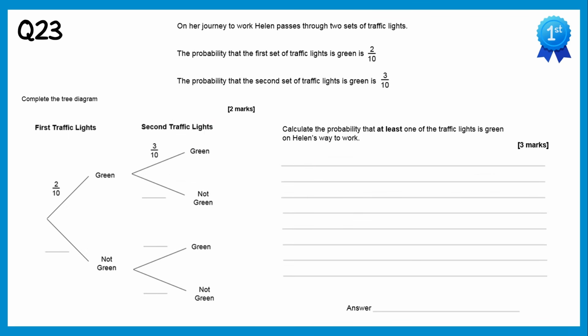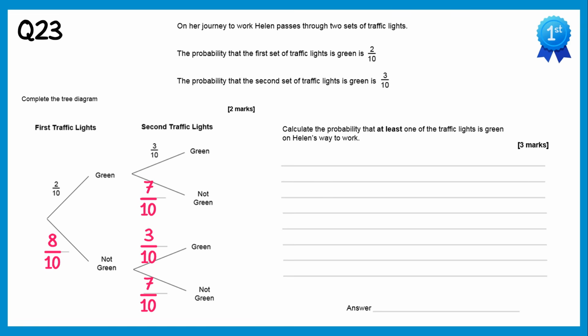We'll start this question by completing the tree diagram. For the first set of traffic lights, green is 2 over 10, which means not green must be 8 over 10, since they add together to make 1. If we do this in a similar way with the second set, we've got 3 over 10, which must go with 7 over 10. This section here must be the same as the one directly below it because they both represent the second set of traffic lights. So it's 3 over 10 and 7 over 10 again.